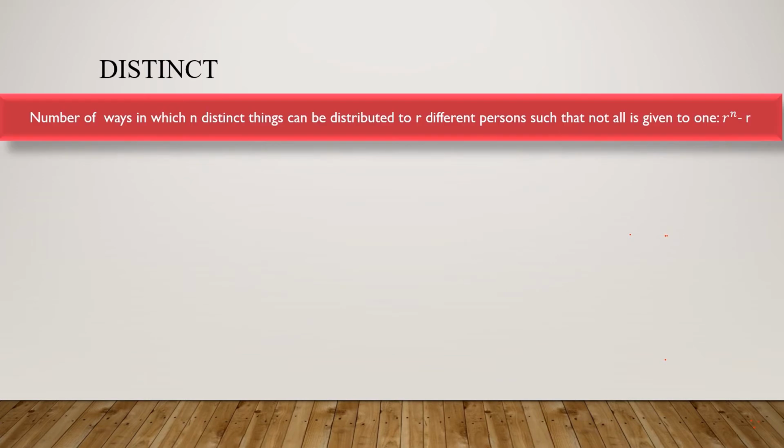In the previous question, we have seen how to distribute n different things to r different people, which was given by r power n. But there we have also considered the case of giving the entire n things to one single person. Now, what if the question is asked in a different way? Then we have the number of ways in which n distinct things can be distributed to r different persons such that not all is given to one, and it's given by r power n minus r. Example 2.